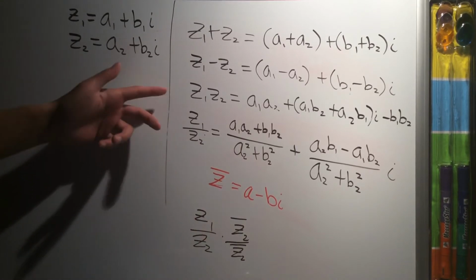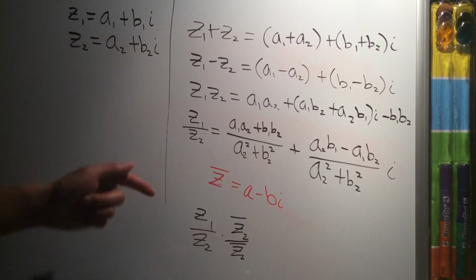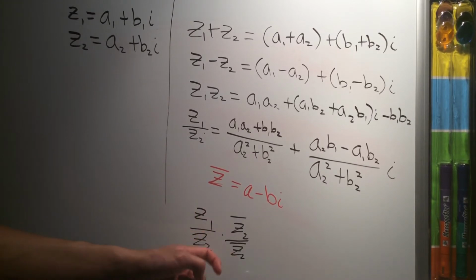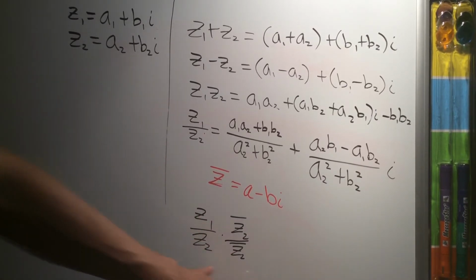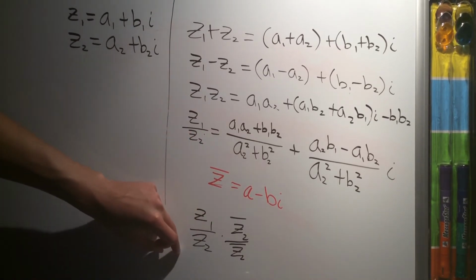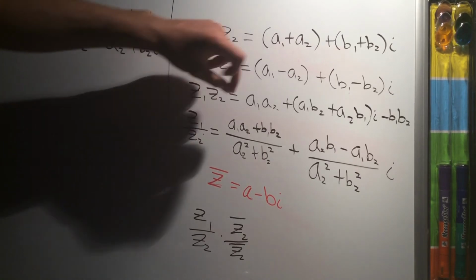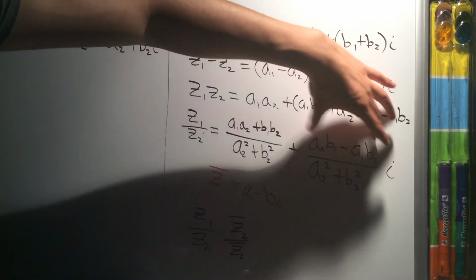So we could actually think of division as z1 over z2 multiplied by the conjugate of z2 over the conjugate of z2. This is a value of 1, so we don't change the value of z1 divided by z2 here. The whole purpose of that is so that we could get z1 divided by z2 back into the nice a plus bi form.